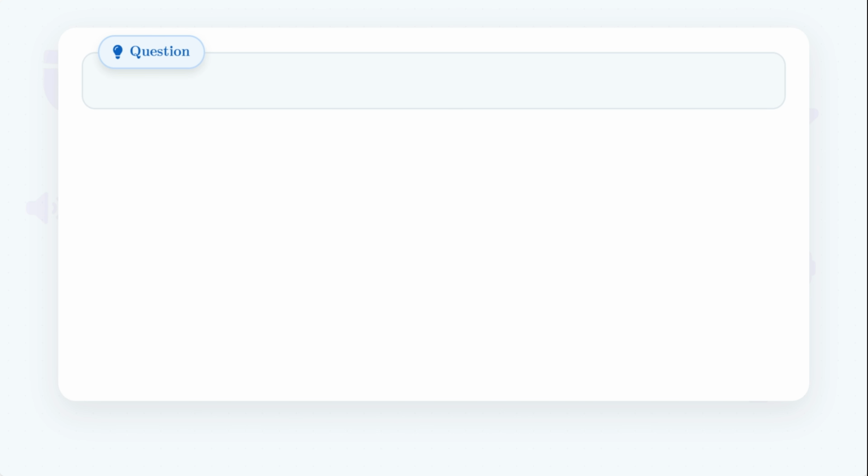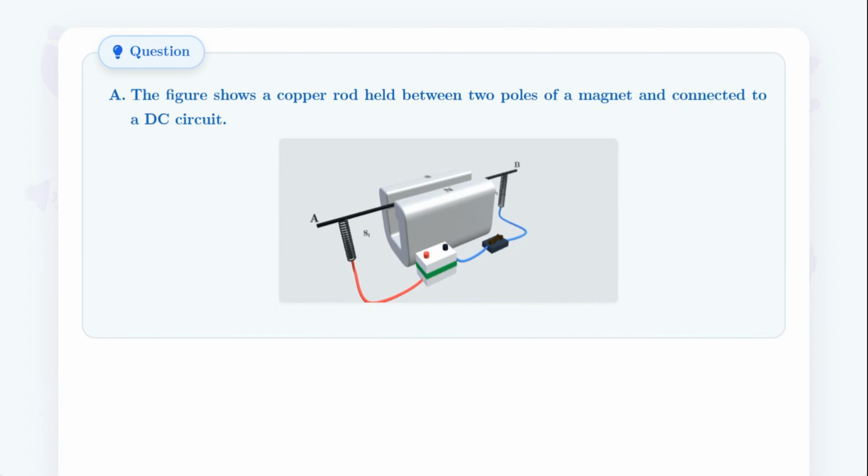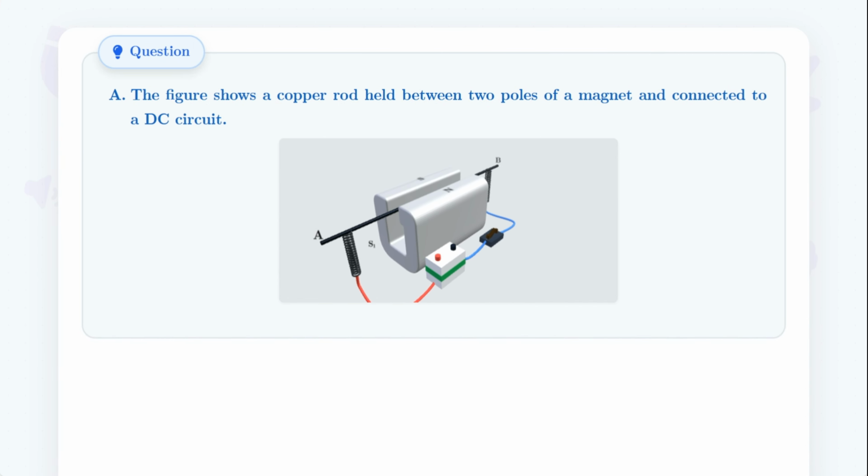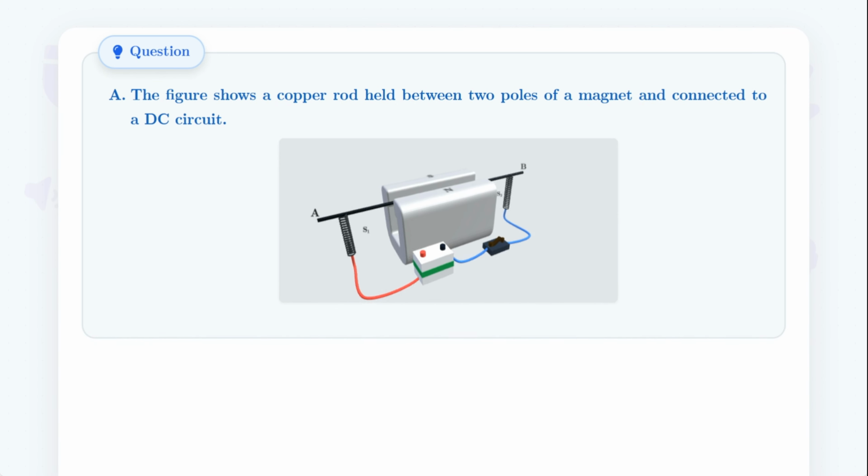Take a close look at the figure shown here. We have a copper rod, labeled AB, which is suspended right between the two poles of a strong magnet. Notice how this rod is connected to a DC circuit with a battery and a switch.